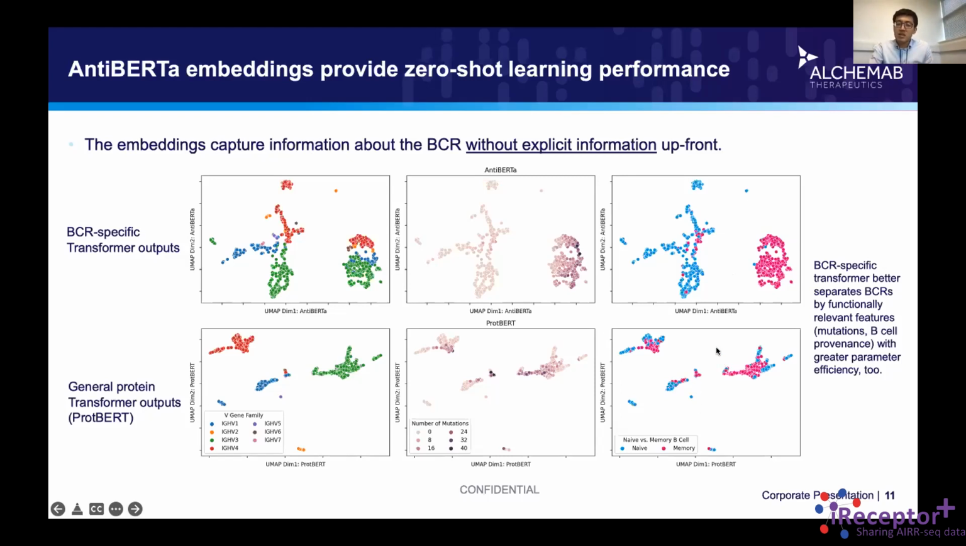What's really exciting about this is that perhaps our transformer is capturing some functional aspects of the BCR sequence, and maybe some that we currently don't understand, but this is where the potential lies. I think it's incredibly fascinating that the model is able to do this without us providing this information explicitly.